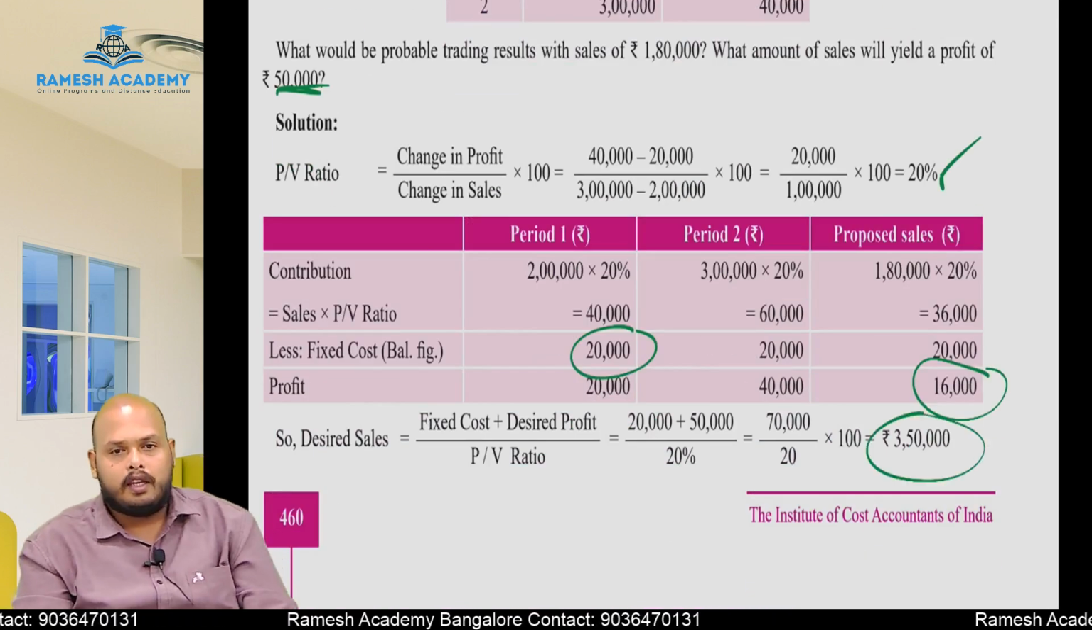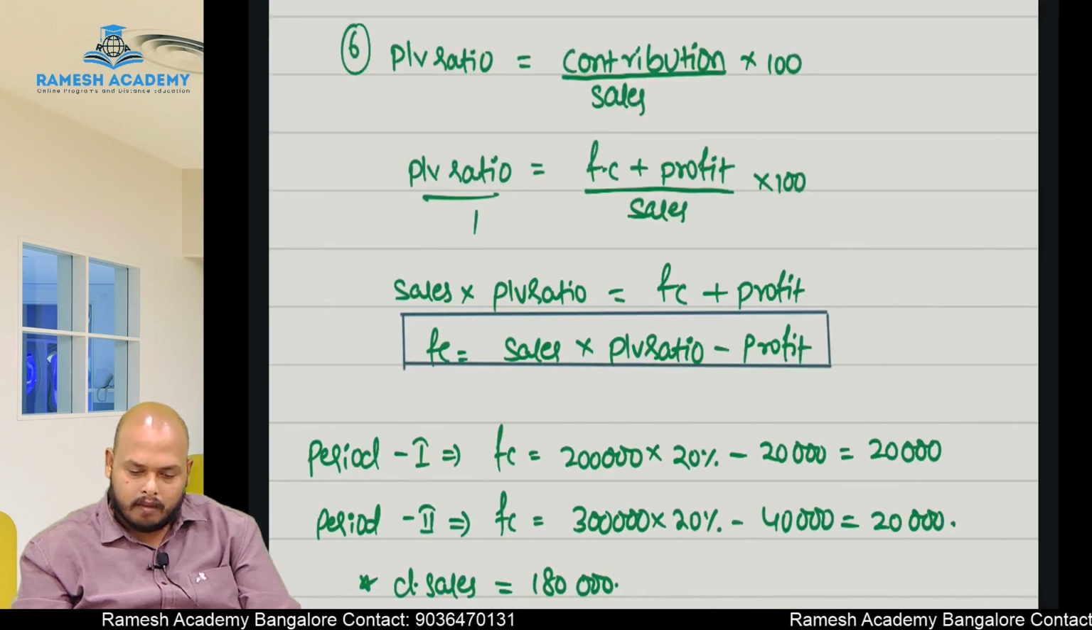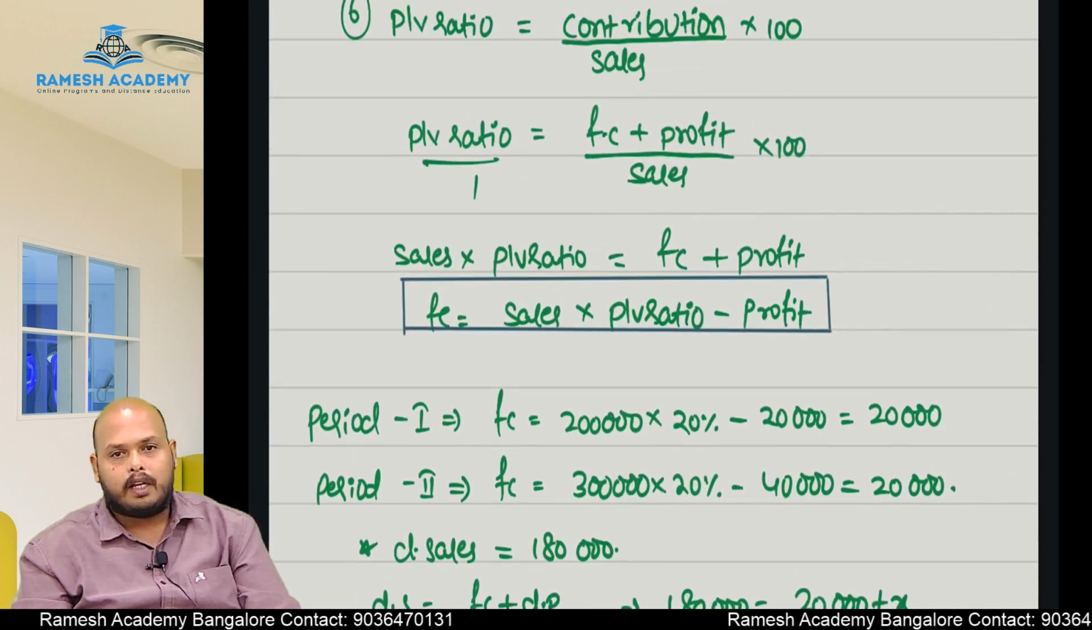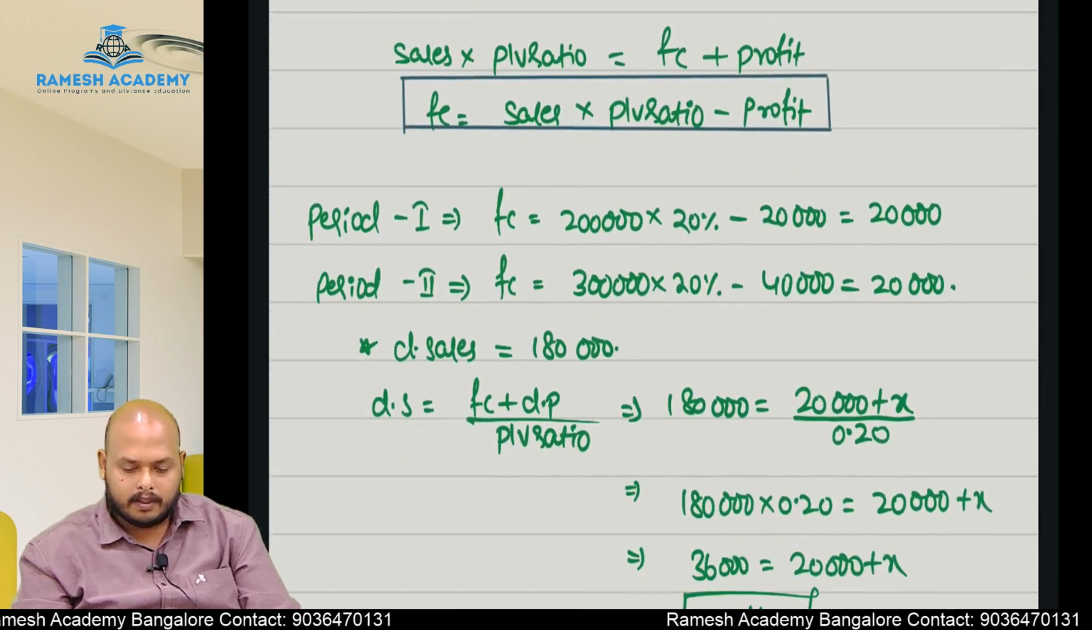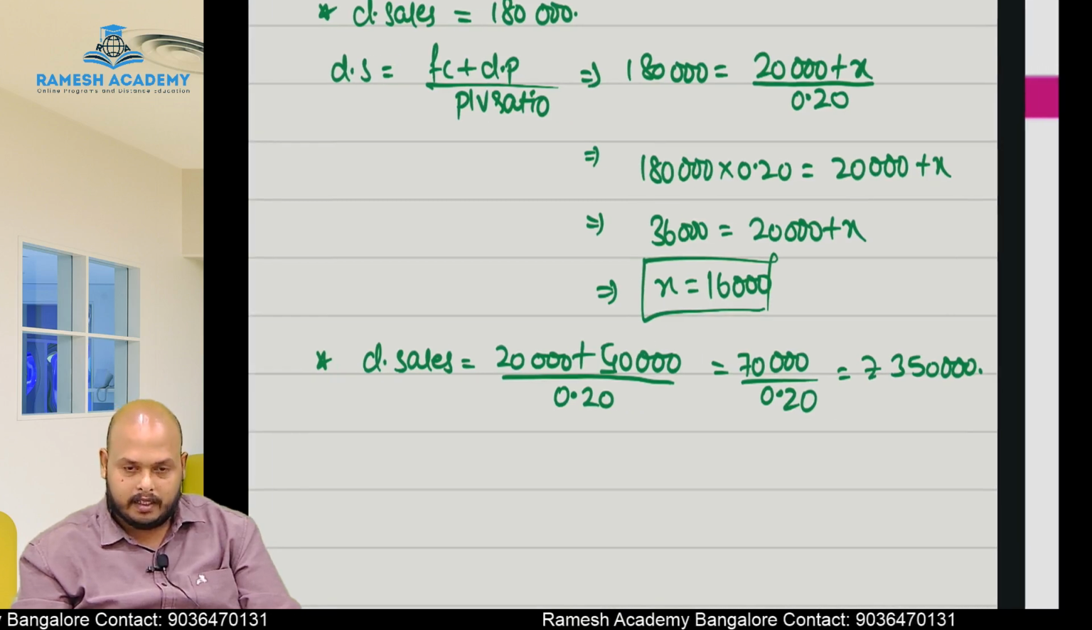Okay, he did not write any formula, he just tried to solve period 1, period 2 like that. But we derived the formula by using the PV ratio formula. We derived fixed cost and then we calculated fixed cost. Next we calculated the probable trading results.